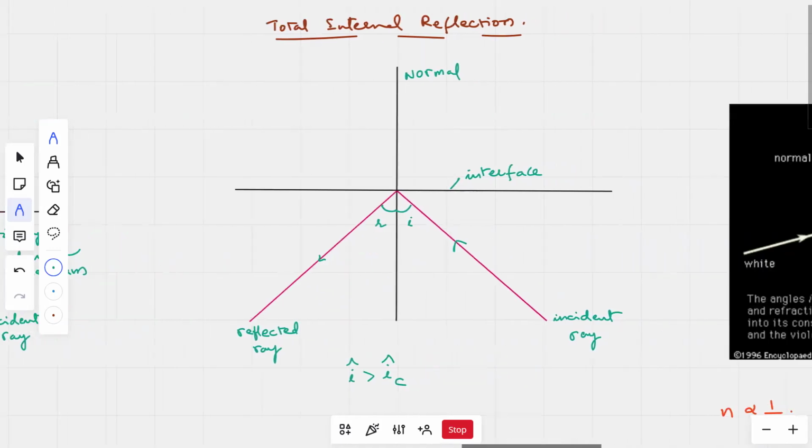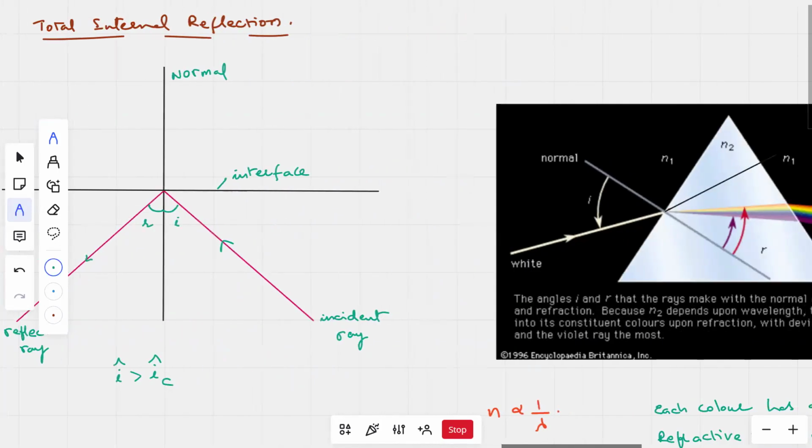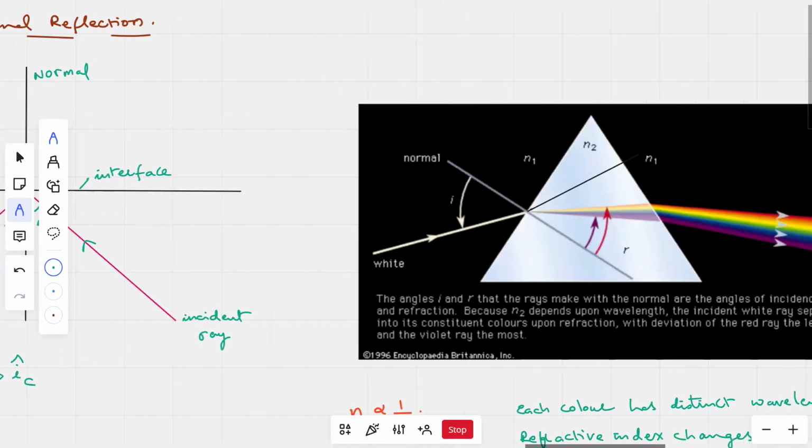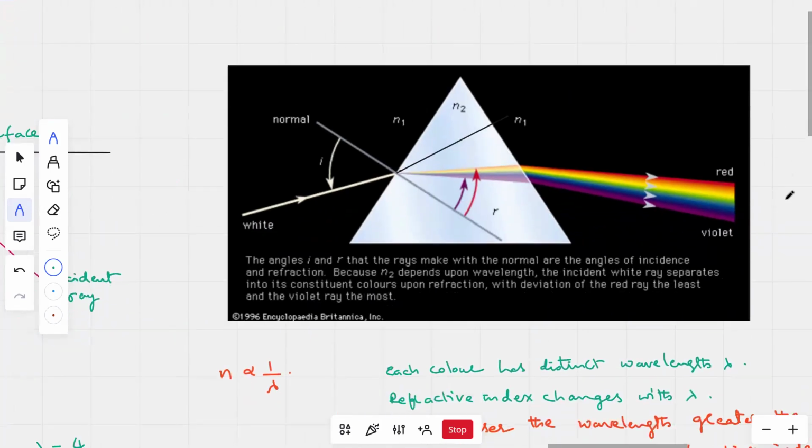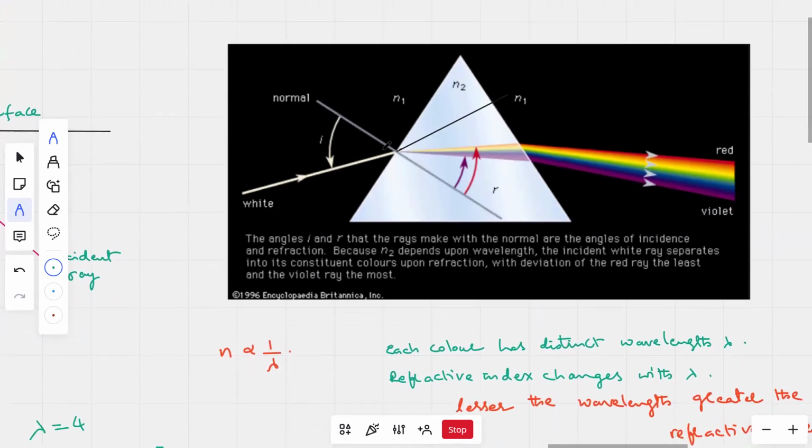Now, on what other factors does the refractive index, or the refraction, depend? One I told: the optical density of the medium. Another one is the wavelength of the light. White light contains many wavelengths. For example, you know that white light contains 7 different colors. When the white light falls on the prism, we will see 7 different colors emerging from the prism. Why is it happening? Because of the refraction. Here, when the white light falls on the prism, refraction takes place.